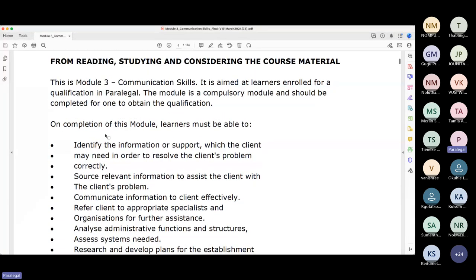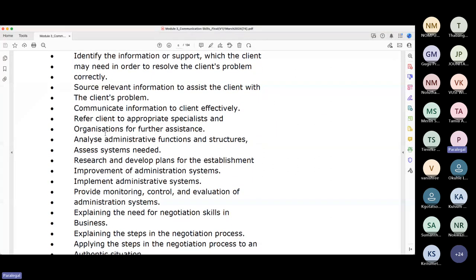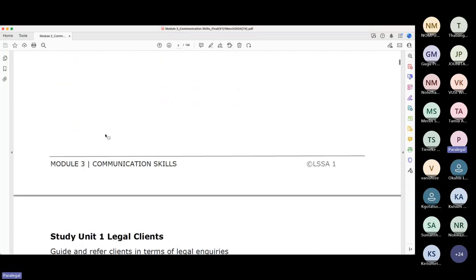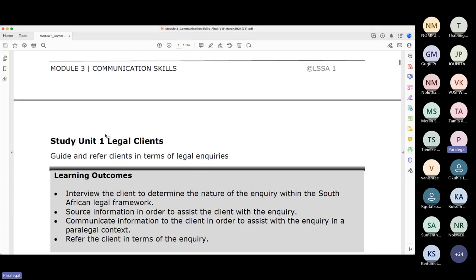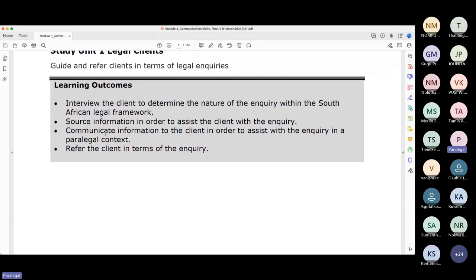So I'm going to move us into the next part. I'm not going to read you all of this. This is what you need to learn and know at the end of the module. We've done this whole thing with the other modules. This is way too long for the one module, so I won't take your time. You only have an hour to do this. So I'll move you right into Study Unit 1 so that you can see what you need to learn.